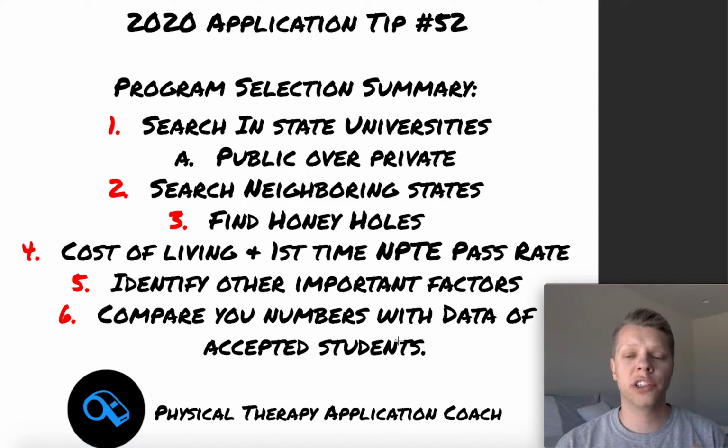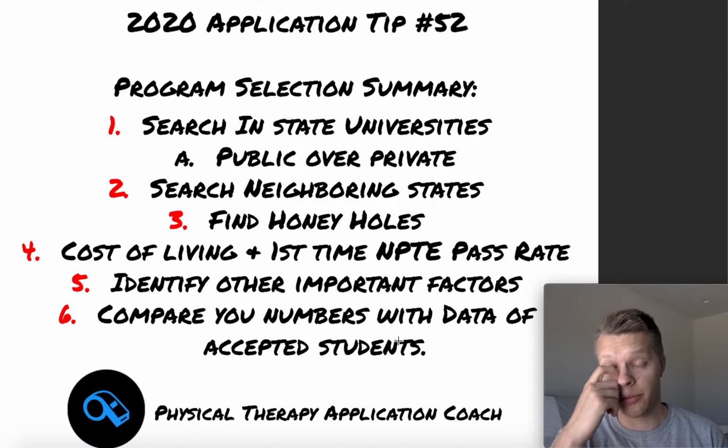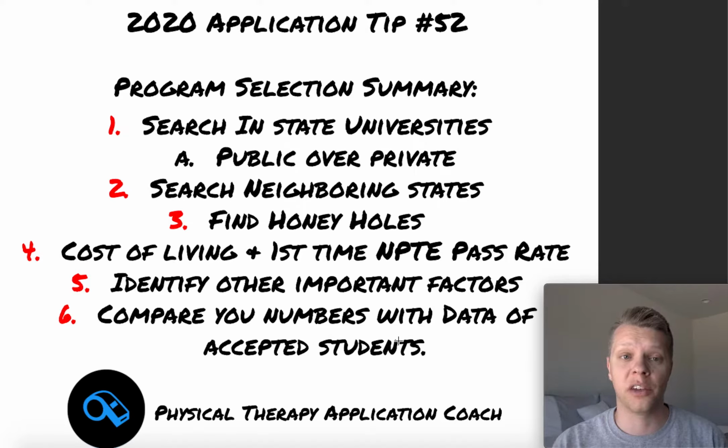So steps 1, 2, and 3, you're going to focus entirely on cost of tuition alone. That's going to be the only qualifier to get your list rolling. This is important because obviously we want to save as much money as possible. So first step, you're going to use your in-state universities as your point of contact, okay?